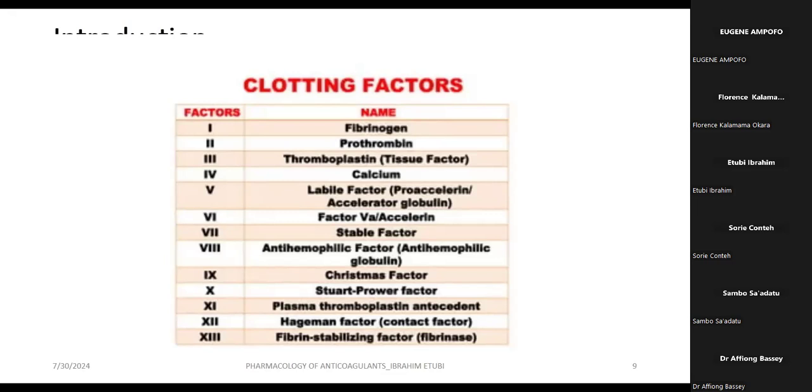Then 7 is stable factor. Then you have factor 8, which is the anti-hemolytic factor. Christmas factor is 9, Stuart-Prower factor is 10. Factor 11 is plasma thromboplastin antecedent. 12 is the Hageman factor. And you have the fibrin stabilizing factor, which is factor 13.